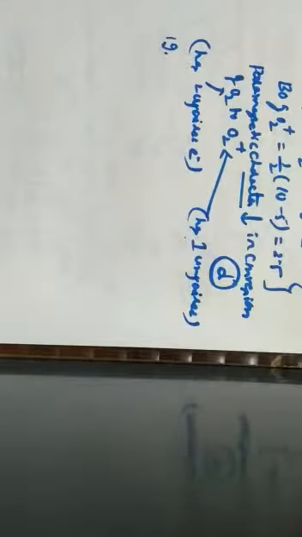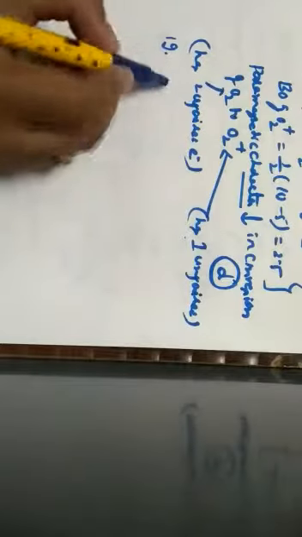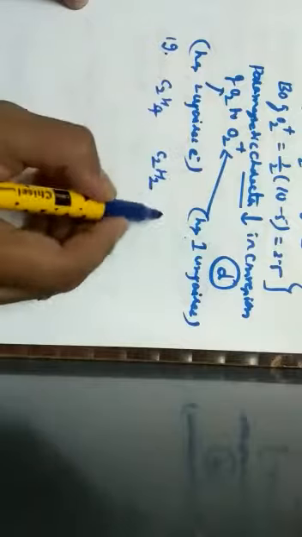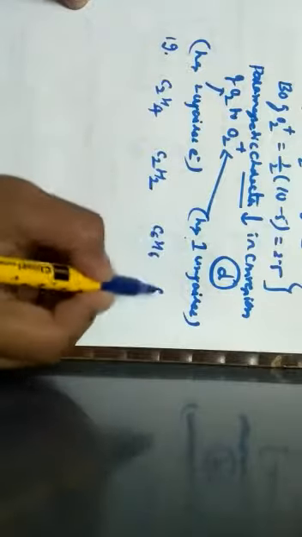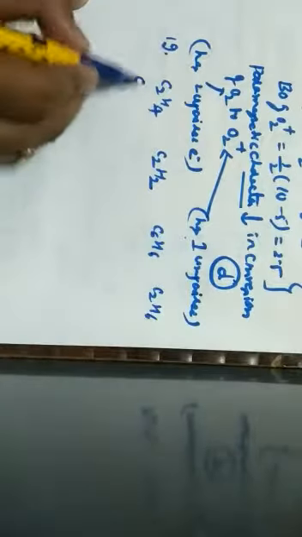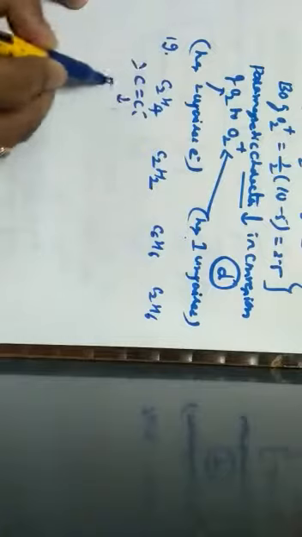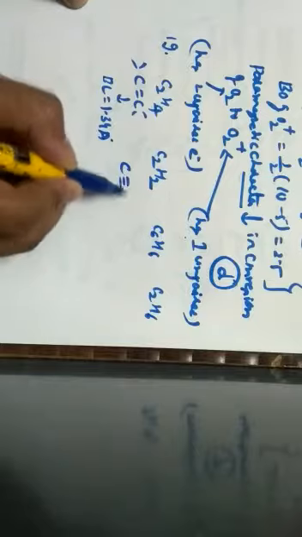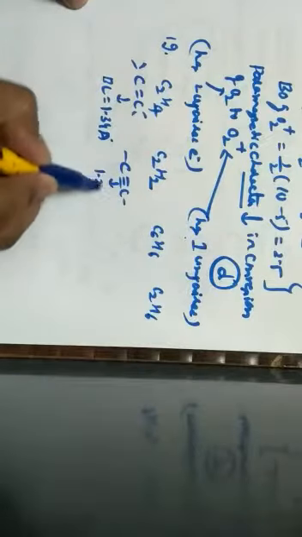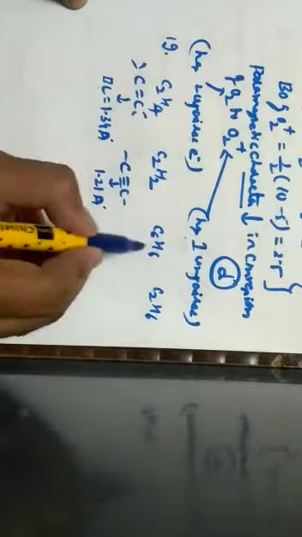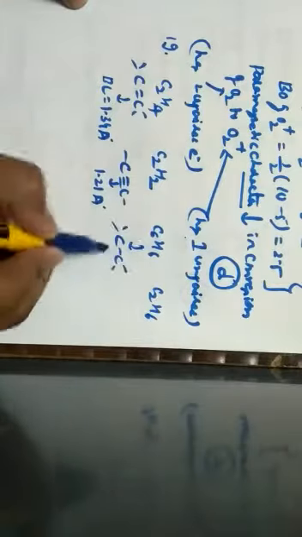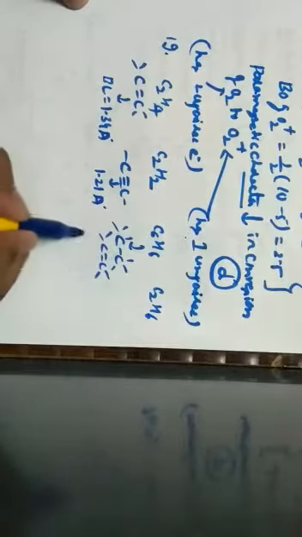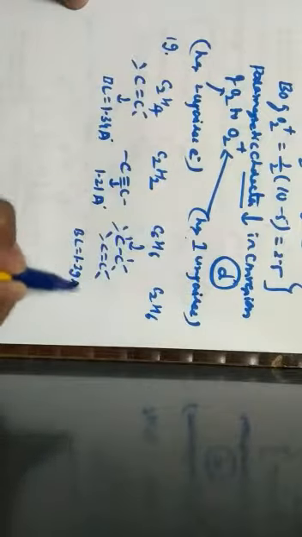Increasing order of carbon-carbon bond length for the following is, okay, let us write everything. C2H4 is the first option, second one is C2H2, third one is C6H6, and fourth one is C2H6. C2H4 means carbon-carbon double bond, and its bond length is 1.34 angstrom. C2H2 means carbon-carbon triple bond, and its bond length is 1.21 angstrom. Benzene has single bonds as well as double bonds, and its bond length is 1.39 angstrom.